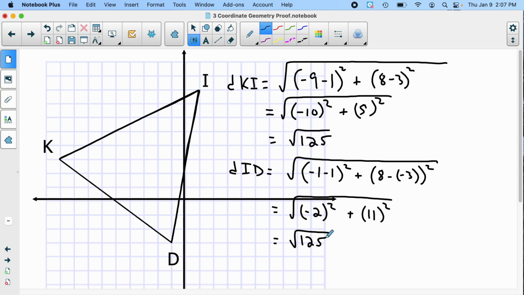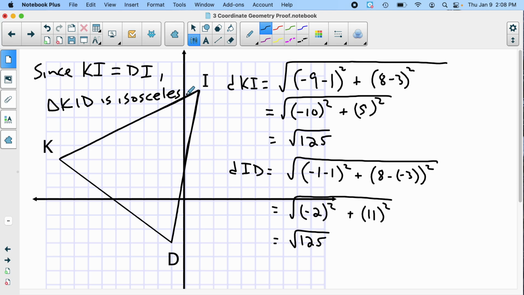So now I'm going to write my concluding statement here. My concluding statement is going to be something like, hey, the sides are equal, so the triangle is isosceles. So let's see. Since KI is equal to DI, triangle KID is isosceles. We're going to write that as our conclusion.